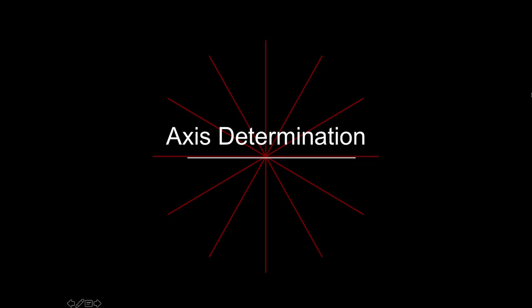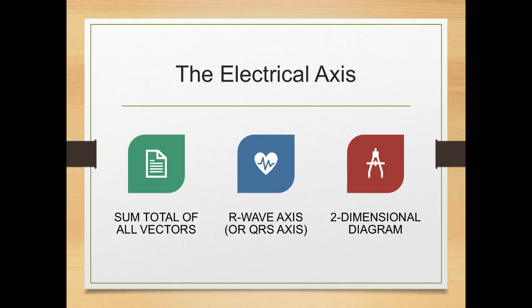Today, let's talk about axis, and specifically our QRS, or our R-wave axis. Axis is just a sum of all of our vectors. So we're taking all of these individual vectors. Remember that every single little cardiac cell has its own vector, its own direction in which it is pointing the electricity over to the next cell. So this is just a sum of all the vectors. It is the overall direction in which the electricity is conducting through your heart.